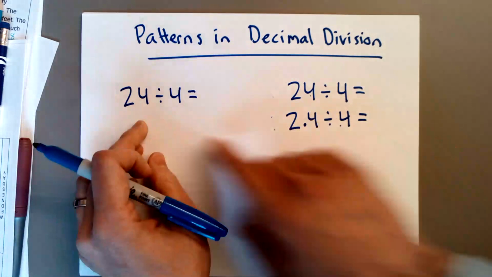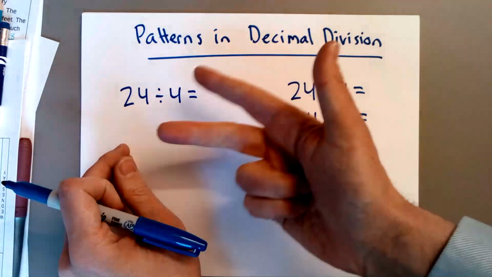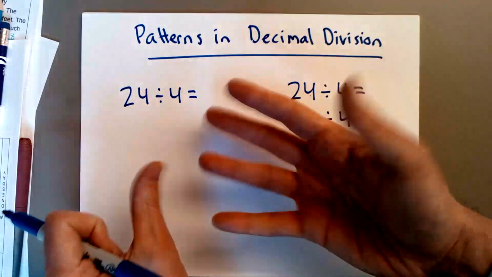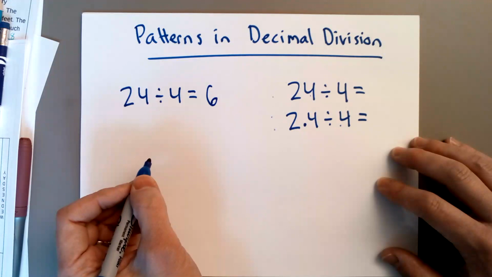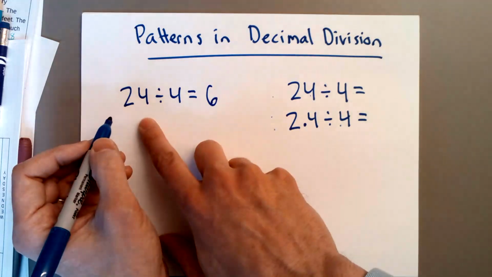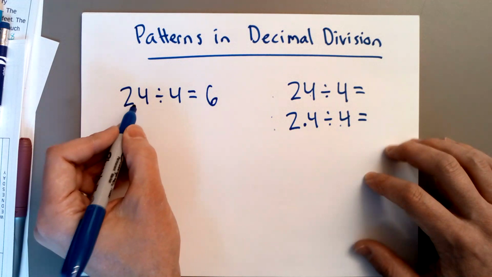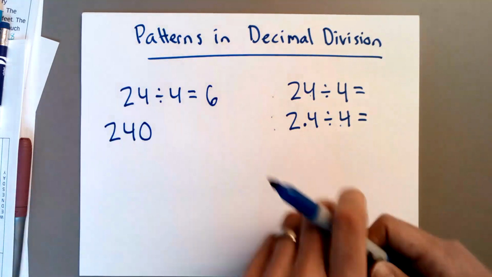And we know that how many 4s fit into 24? Well, 4, 8, 12, 16, 20, 24. That is 6 fingers. 6 groups of 4 can fit in 24. So what happens when you are doing this with whole numbers? Let's make the dividend larger. I'm going to make it 10 times larger.